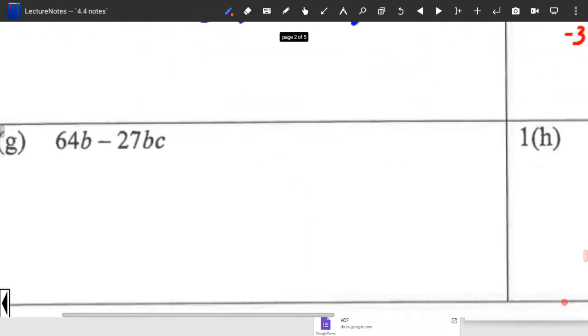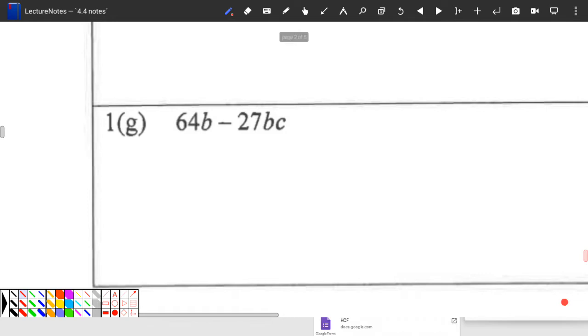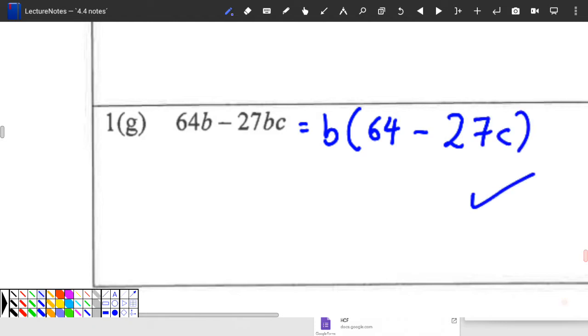Now let's go to G. Who has not done it? Okay. Look at 64 and 27. Is there any common factor? No. Look at the alphabet. Is there any common alphabet? B. So the answer will simply be B bracket 64 minus 27. Correct. No secret.